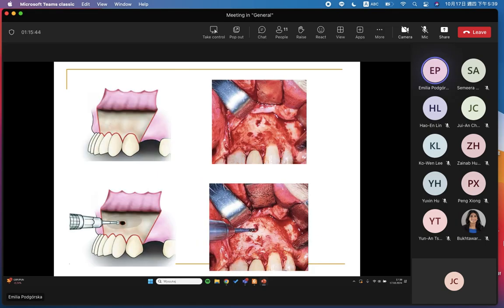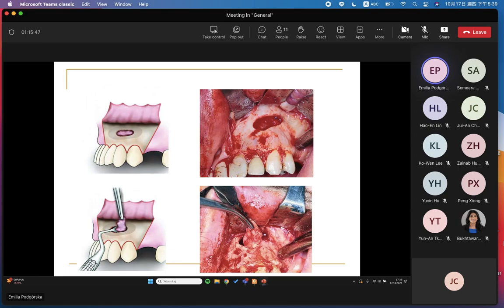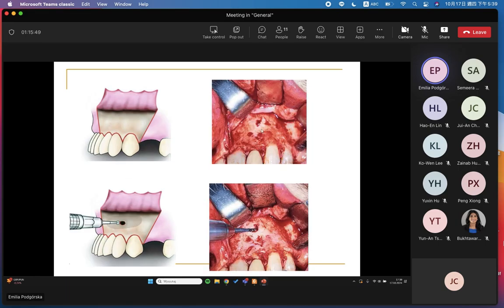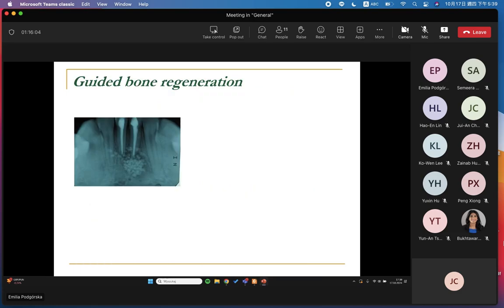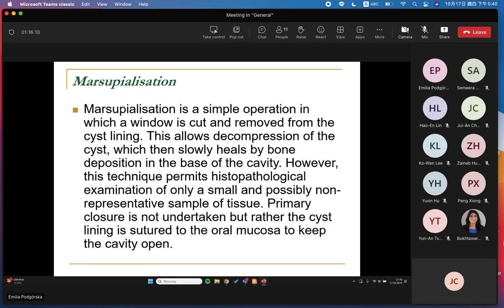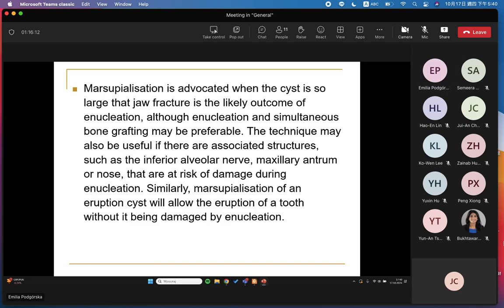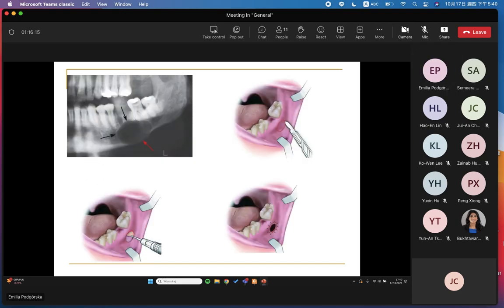Enucleation, the same as in the first presentation, but with photographs. So, trapezoid flap, making a hole in the bone using a burr. Then enucleation and bone insertion. Another scheme of marsupialization.